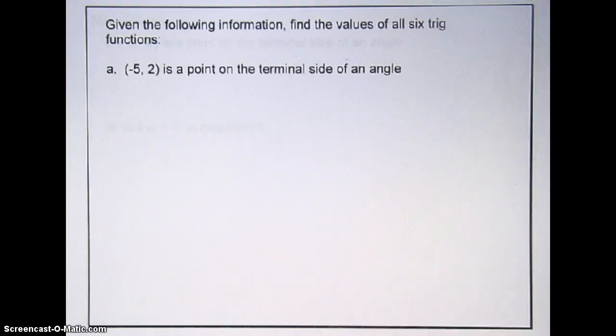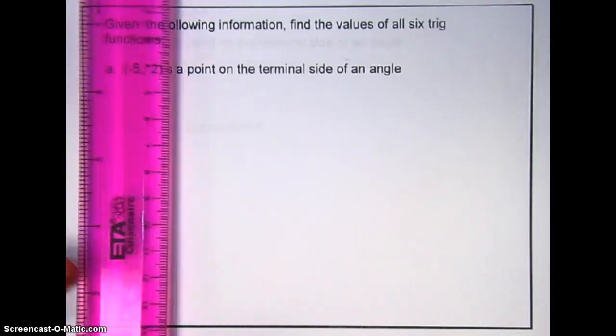In our first example, we are given that (-5, 2) represents a point that's on the terminal side of an angle. Now we have to be familiar with the vocabulary. The terminal side is where the angle is measured to. The initial side is where the angle is measured from. So my recommendation would be first to draw a picture of what this angle would look like. So you can draw that with me here.